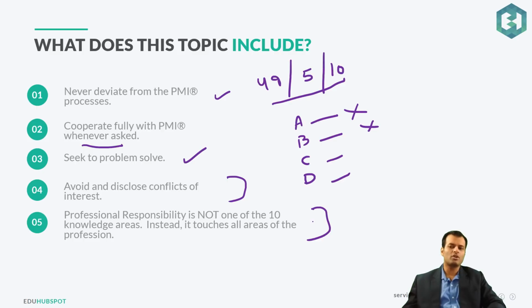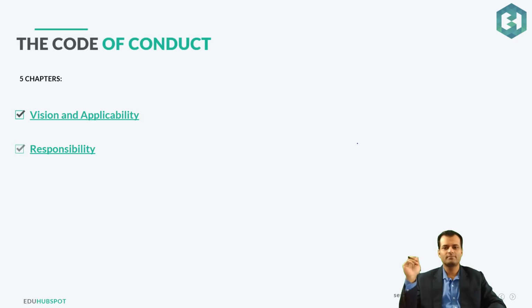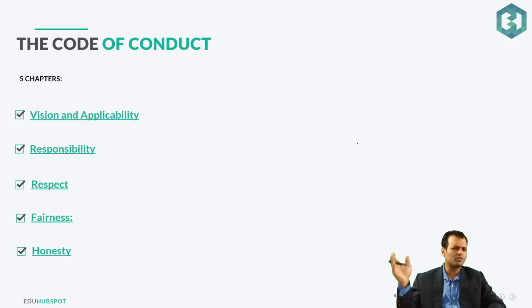Professional responsibility is not one of the 10 knowledge areas. Instead, it will touch all the areas of the profession. There are only 10 knowledge areas, but it will touch each and every knowledge area. There would be 5 chapters in this code of conduct. I think it's on page number 3 of the PMBOK, but it's very briefly given. In much more detail, on the website there is a PDF document which you can download, 9 to 10 pages, which talks about these 5 chapters.